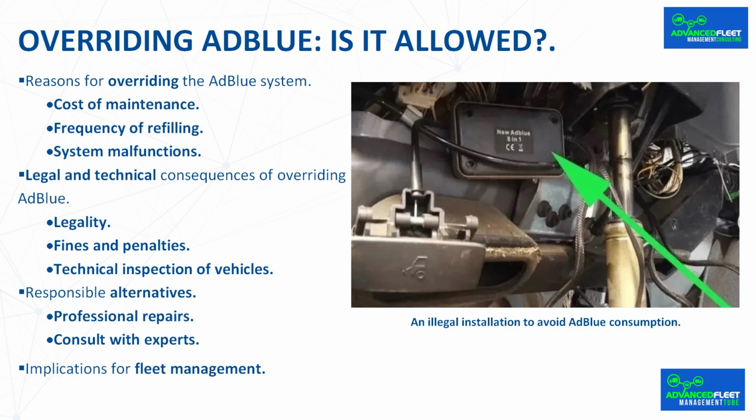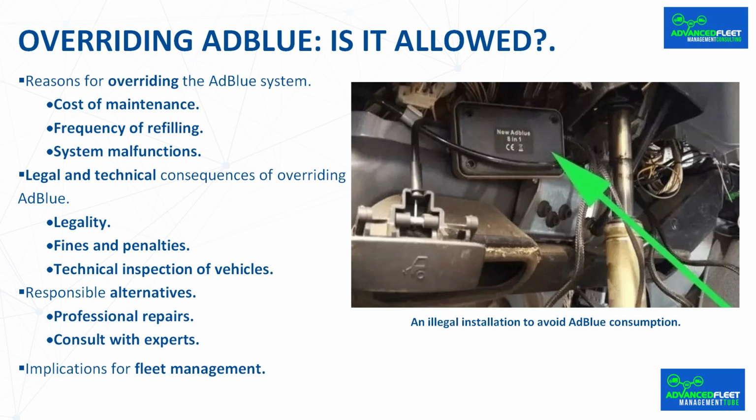Legality. Modifying the Adblue system to deactivate it involves altering the vehicle's software, which is prohibited under current emissions regulation. This manipulation can be detected during the technical inspection of the vehicle or by roadside checks. Fines and penalties. The authorities are authorized to impose severe penalties on companies and organizations that have tampered with or deactivated the Adblue system. These fines can be particularly high for trucks and buses.